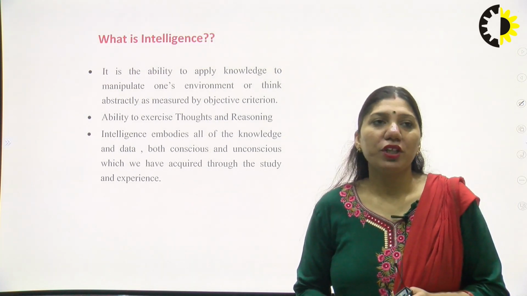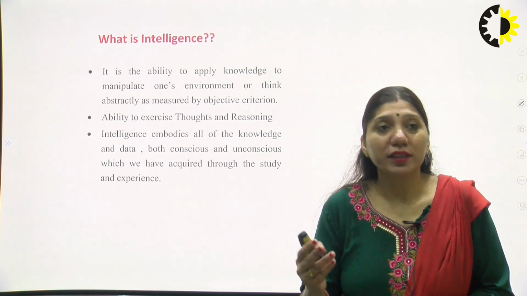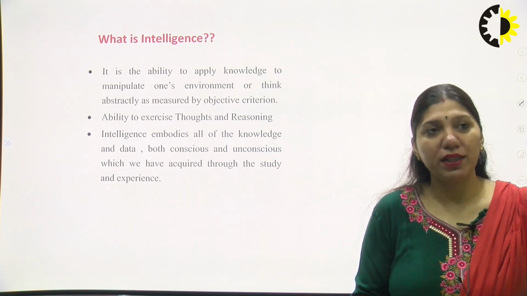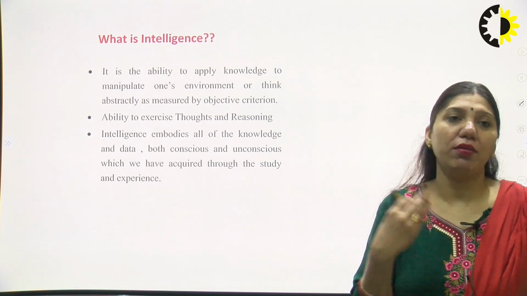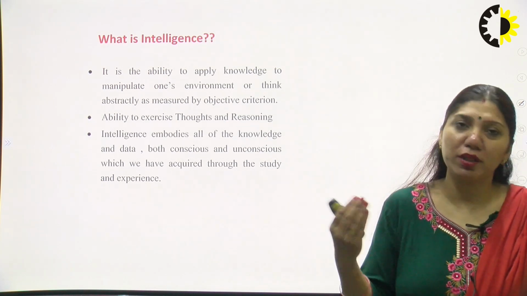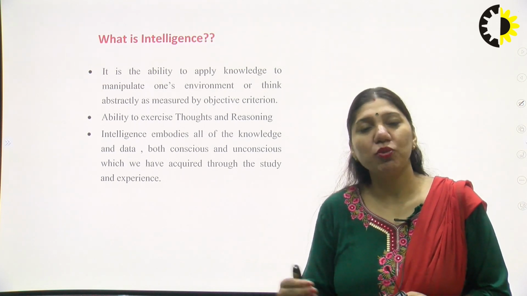Further intelligence, one more definition: it is the ability to apply knowledge to manipulate one's environment or think abstractly as measured by the objective criteria. So what does it mean is that we have to manipulate the environment. What is the need of the environment? I had given you an example for the weather prediction also. अभी सनी था, अभी रेनी है. अब रेनी जब हो गया है तो मुझे क्या करना है?